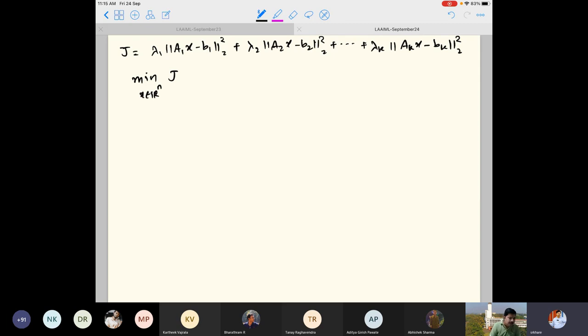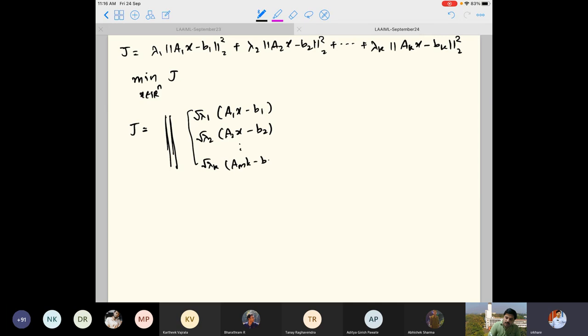So if I have to do that, then you see this J the way I have written it. Do you all agree that this J can be written in this particular way? So I'm looking at a vector, and the vector is basically root of lambda 1 into (A1 x minus b1). Okay, that's the vector. Then root of lambda 2 (A2 x minus b2). That's the vector. And root of lambda k (Ak x minus bk). And I am looking at the 2 norm square.